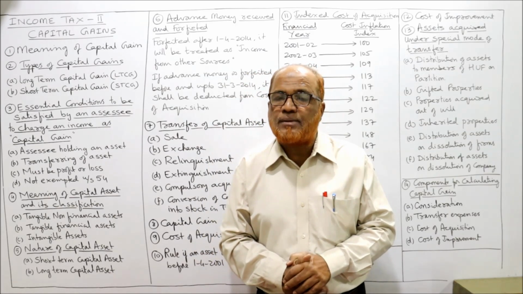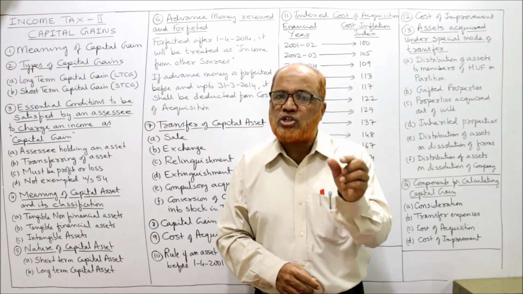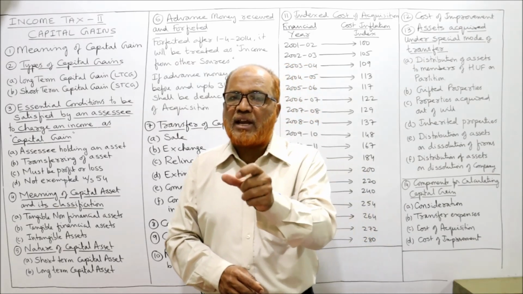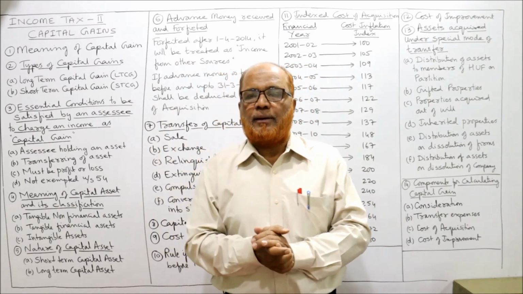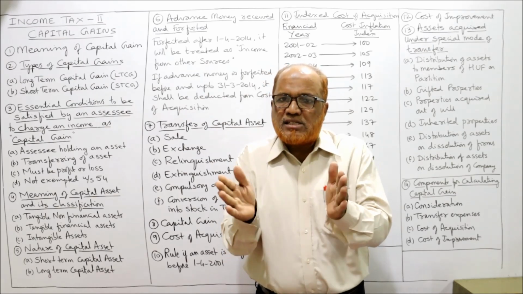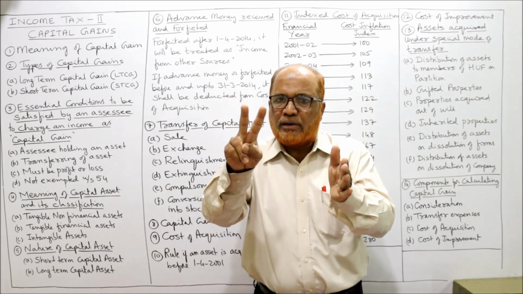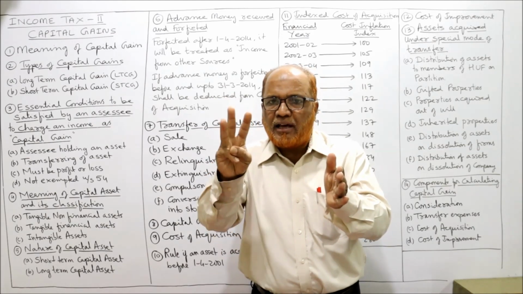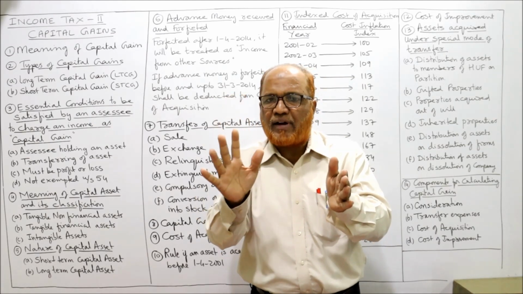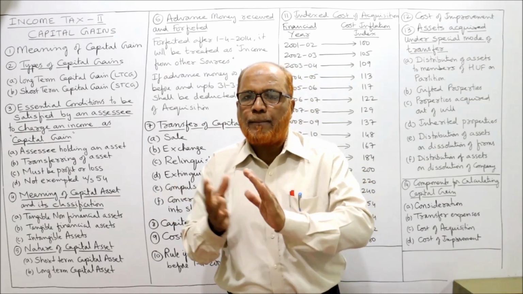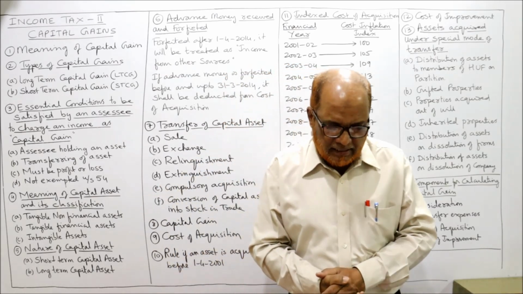If the period of holding is more than 3 years, it will be treated as a long-term capital asset. For which type of assets? Tangible non-financial assets other than land and building. So we have categorized into two: land and building, and other than land and building. Land and building, 2 years. Other than land and building, 3 years. That is the deciding factor to decide short-term and long-term capital asset.